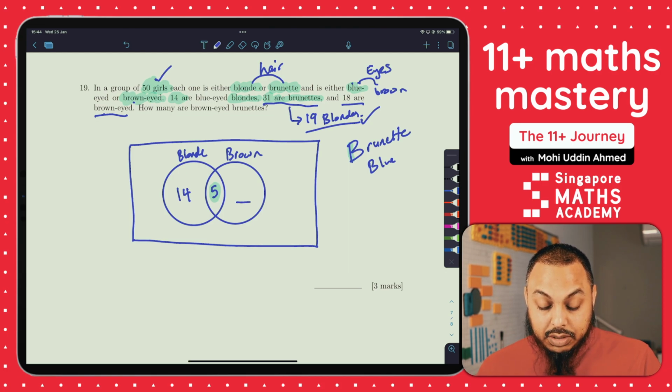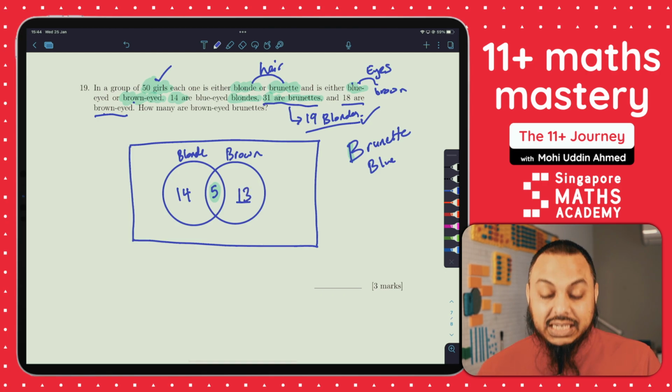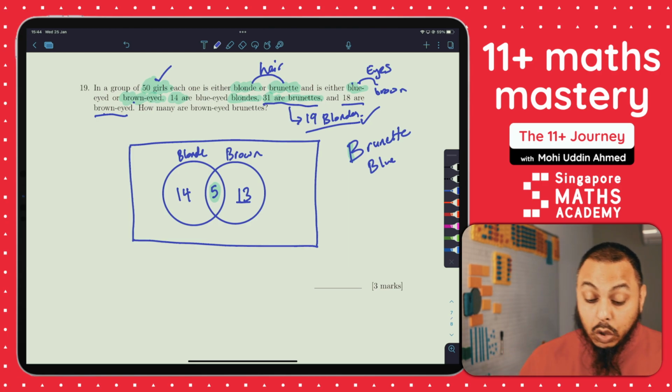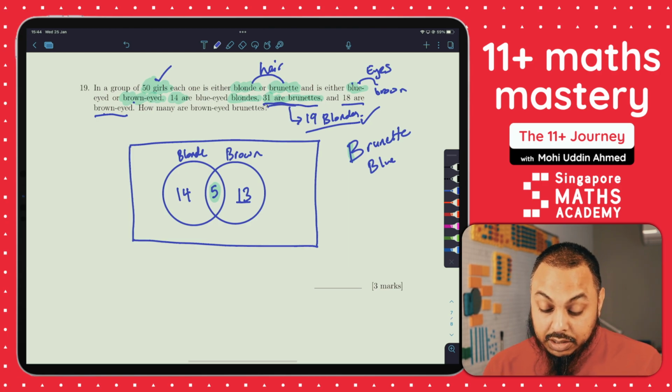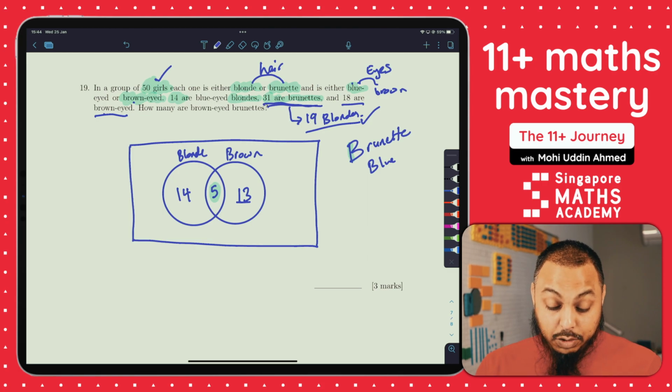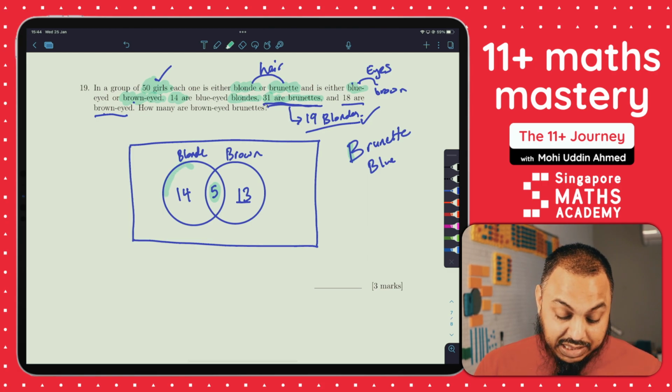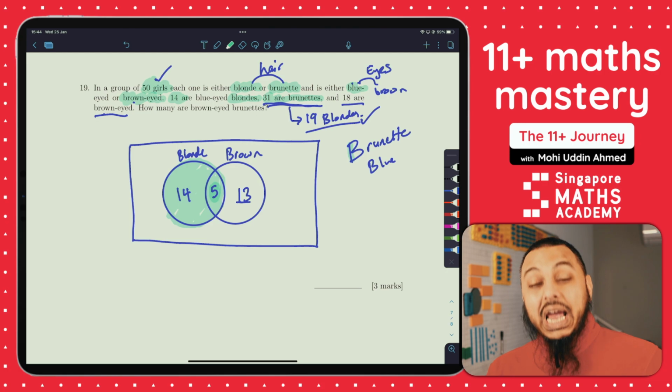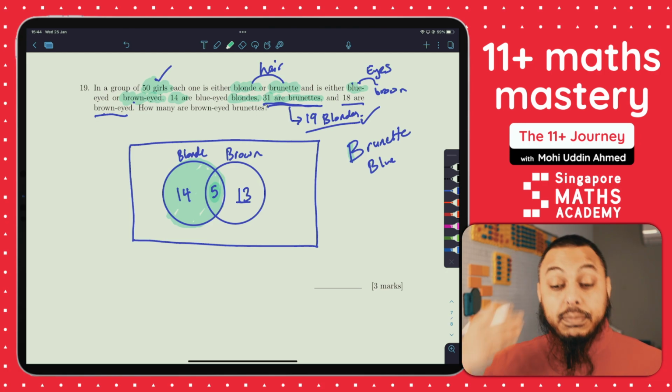5 are brown-eyed and blonde. There must be 18 take away 5 is 13. There must be 13 that are brown-eyed and brunettes. So I've got 14 plus 5 plus 13 so far. I know there are 31 that are brunettes. I also know that this section here is all blonde, right? All of this is blonde.